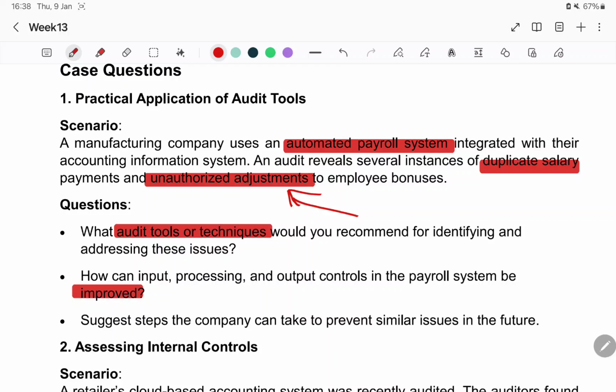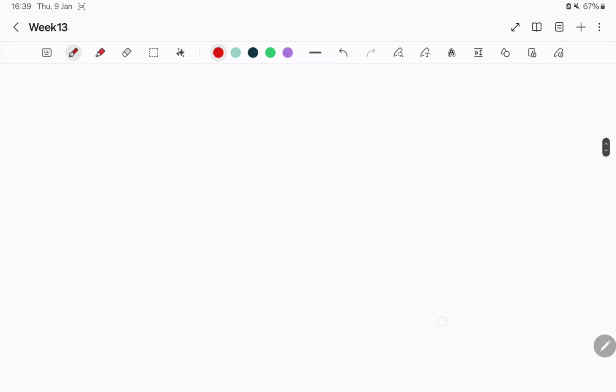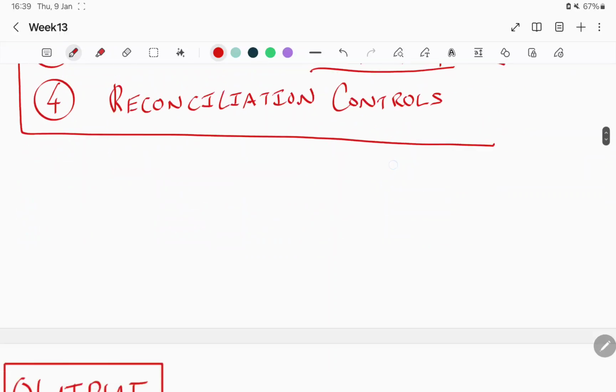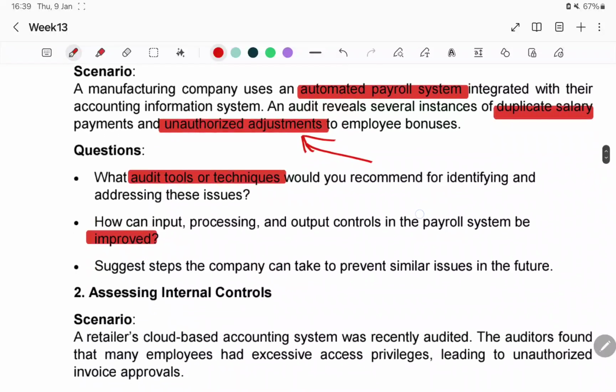Only certain people can adjust, right? Because it's an unauthorized adjustment. First, you can put the control on the input, right? Input control. And second, you can do the process control also, right? Which is, you can do what? Transaction logging, right? So that you can check who actually did the adjustment. So technically, we have to give one for each type of control, the most appropriate control we choose.